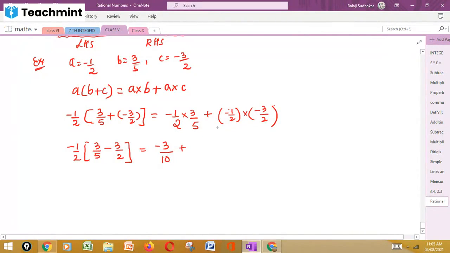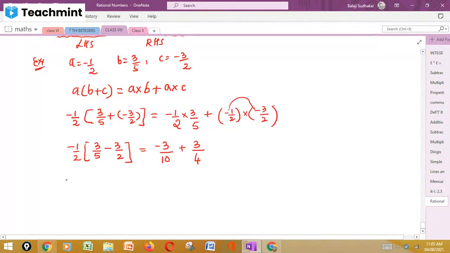Here plus is there, keep it as it is. Now minus into minus is plus. 1 into 3 is 3, and 2 twos are 4.